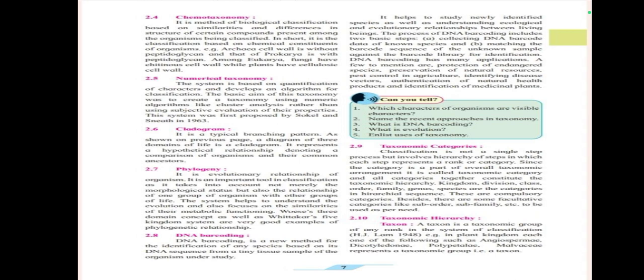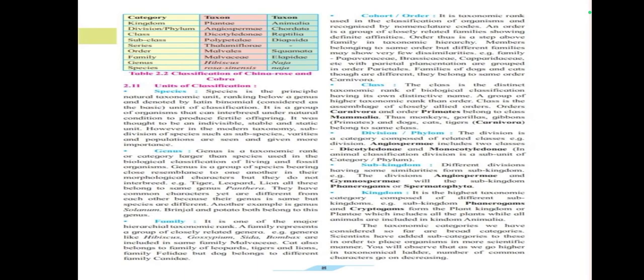Taxonomic hierarchy. Taxon. A taxon is a taxonomic group of any rank in the system of classification, H.J. Lam, 1948. Example: in the plant kingdom, each one of the following, such as Angiospermia, Dicotyledonea, Polypetalia, Malvales, represents a taxonomic group, that is a taxon.